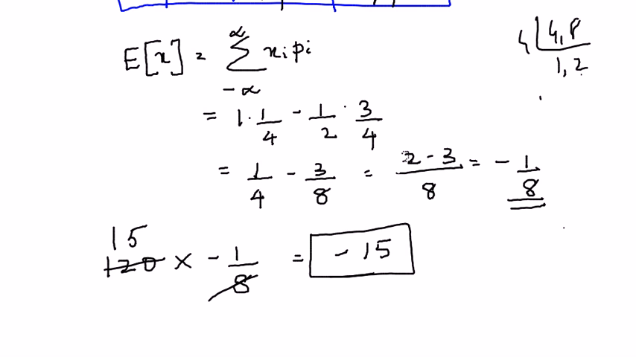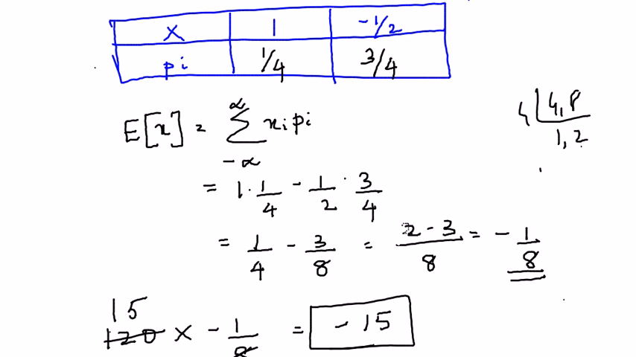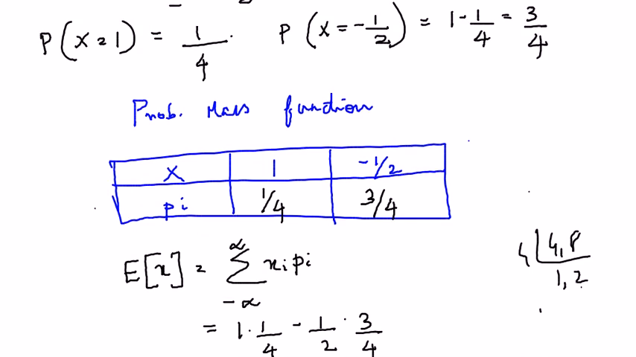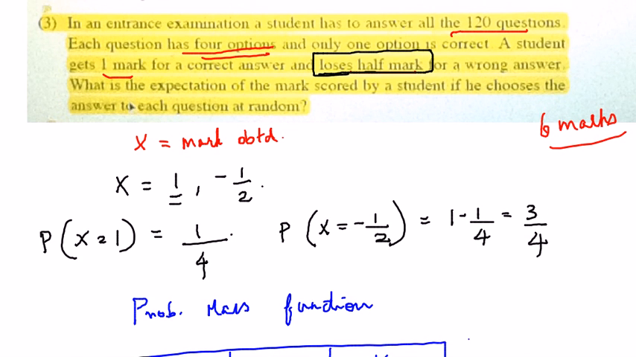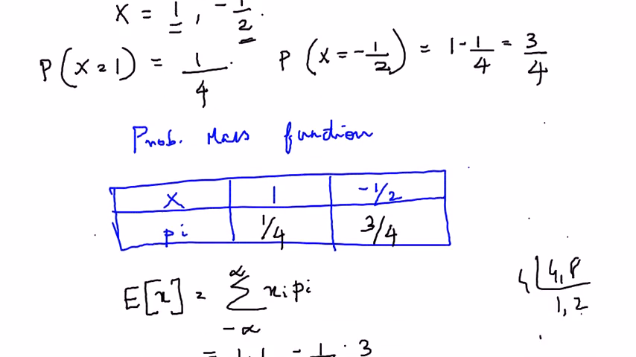Out of 4 options, only 1 is right. So if he's randomly going to tick some answer, he's going to land up getting only minus 15 marks, because for every wrong answer he is going to get minus half, right? So never do that in your exams also. Study well and get all the sums right.